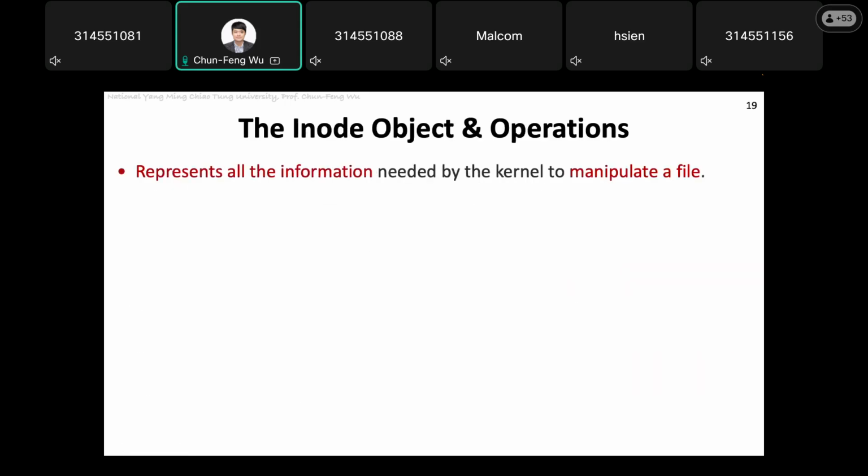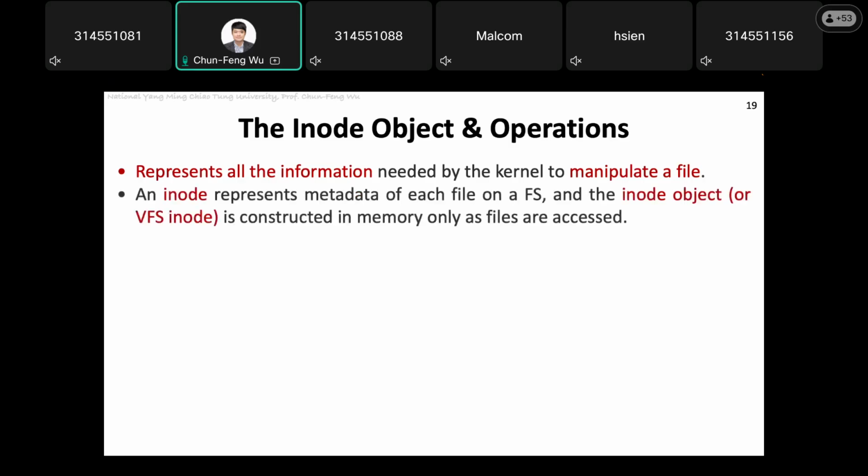So the next one will be the inode object. It represents all the information needed by the kernel to manipulate a file. And this file, regardless of open or not, can be a file on a disk without being open. It still has an inode number, so it still has an inode object.